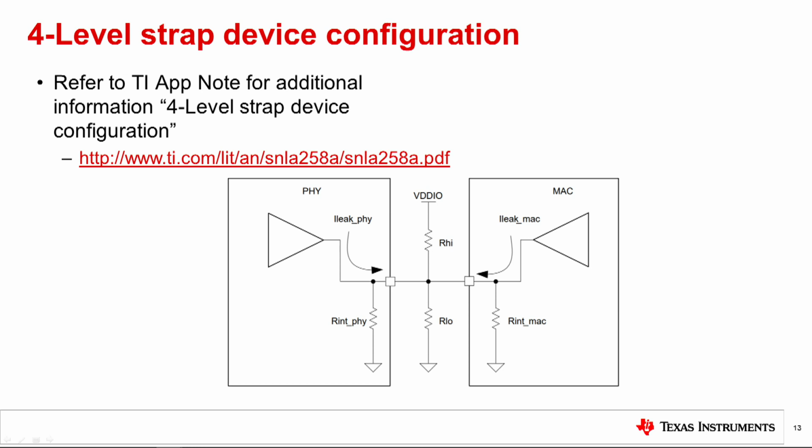Other factors such as temperature, tolerance, and leakage current will additionally affect the potential sampled by the strap pin. To ensure that your straps are set to the correct mode, you may want to carry out a more in-depth analysis. Please review the TI app note linked in this presentation for a detailed analysis of 4-level strap device configuration to ensure you are setting the device to the correct mode.